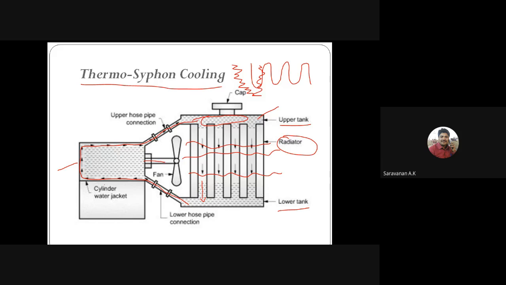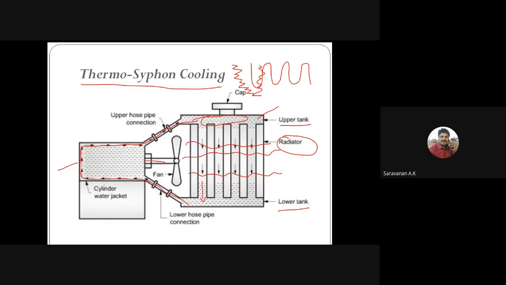Then the circulation of water is established only when the engine becomes hot. Once the temperature difference is there, only then will the water circulate, and only then can we get the density differences. So that is also a disadvantage, and it is not suitable for heavy engines. Where high heat transfer is required, we can't use this type of cooling system, that is the thermosyphon cooling system.